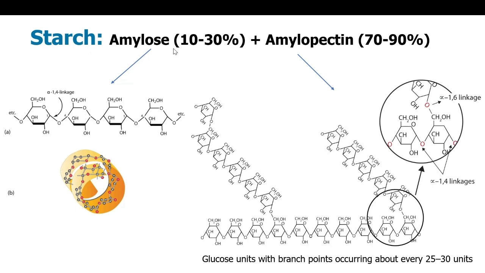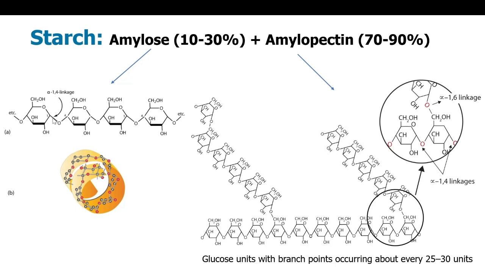So now this starch is made up of amylose and amylopectin, the maximum of which is made up by amylopectin, that is 70 to 90%. Amylose is a linear polysaccharide where these two glucose are linked with alpha 1,4 glycosidic linkage.